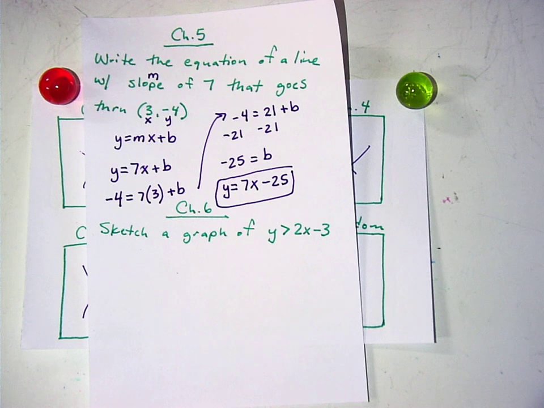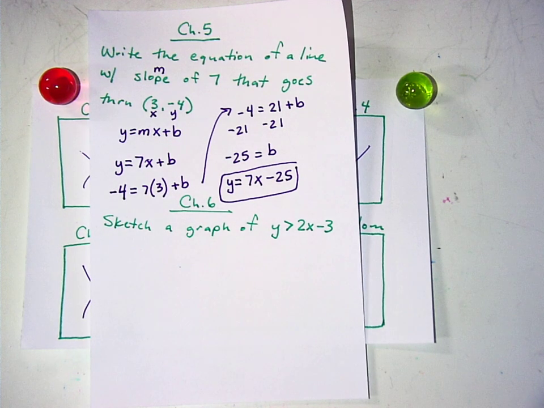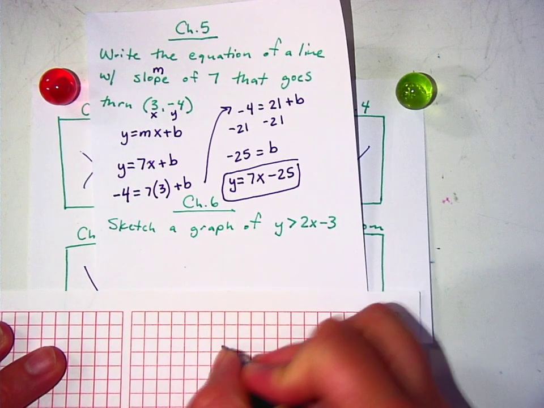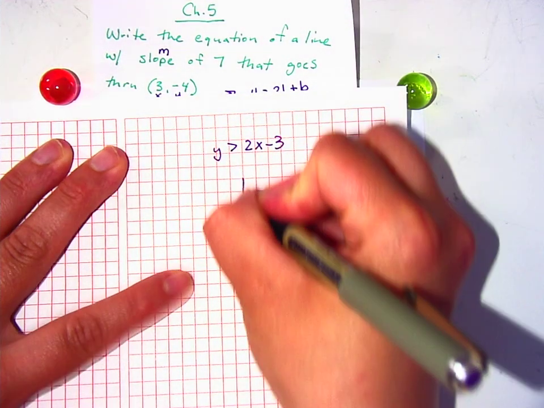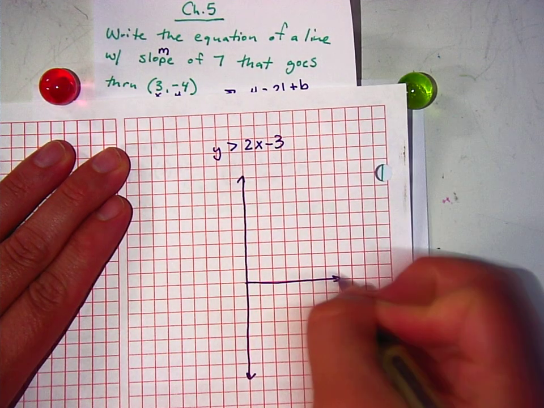All right, Chapter 6. Sketch a graph of y is greater than 2x minus 3. All right, well, I guess I don't really need to sketch a graph if I don't want to, because I have graph paper. Or at least I thought I did. Hey, I do. Okay. So here's some graph paper. Let's see, it was y is greater than 2x minus 3. Okay. So I'm going to draw a couple of kind of straight lines.